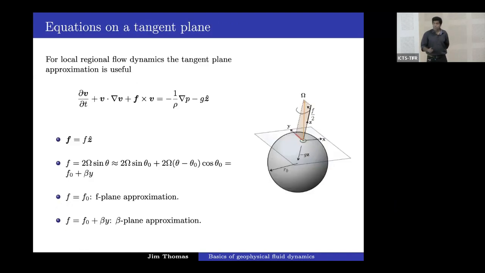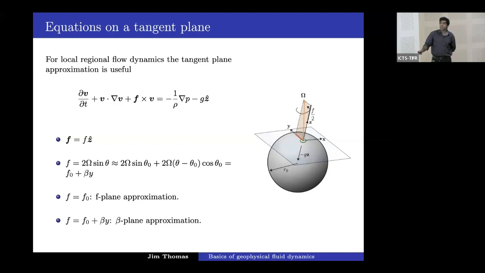So these are some useful approximations when you're interested in local flow dynamics. Say you're interested in capturing the dynamics in the Indian Ocean or the Bay of Bengal or North Atlantic regions or the Pacific. If you're interested in local regions, what you do is make what is called a tangent plane approximation. So you fit a plane on the latitude that you're interested in, and we're interested in capturing the dynamics in the neighborhood of this region.